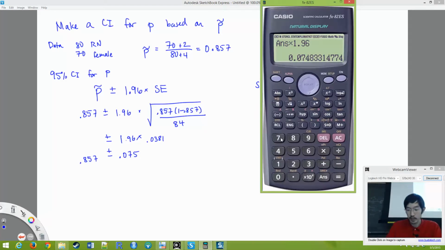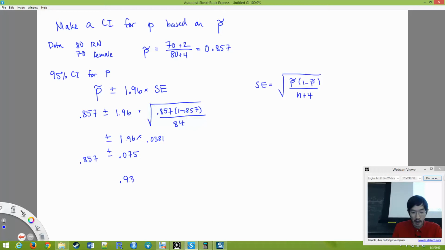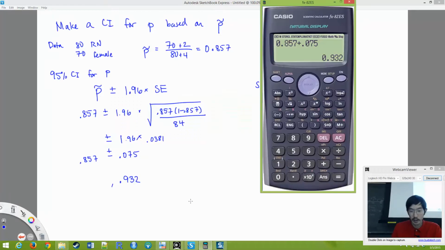So 0.857 plus 0.075 is 0.932, and on the lower end, 0.782.